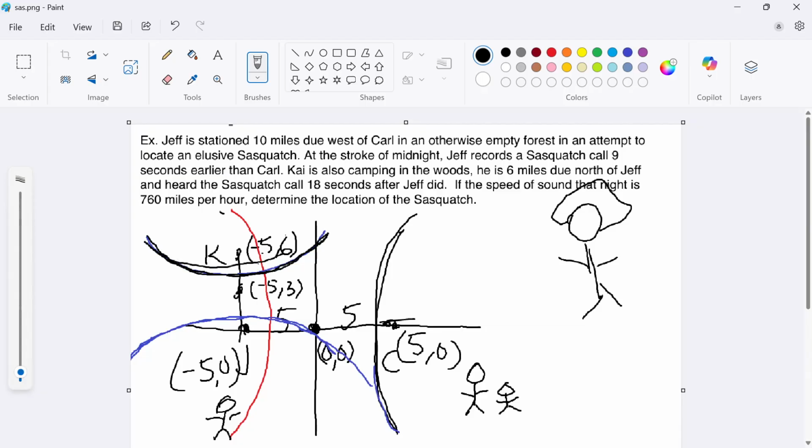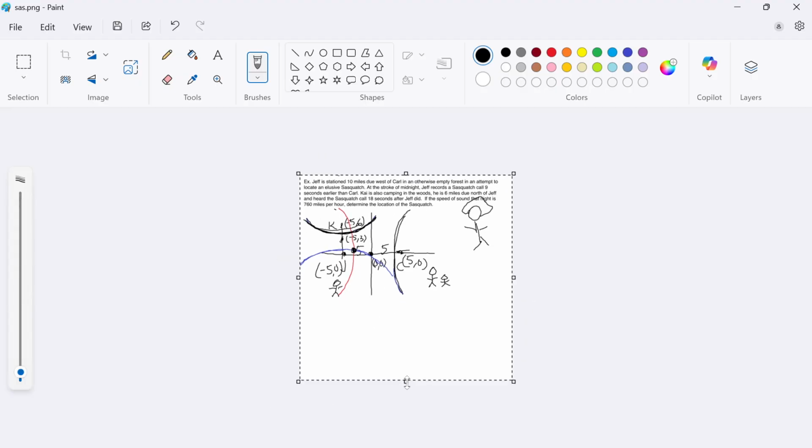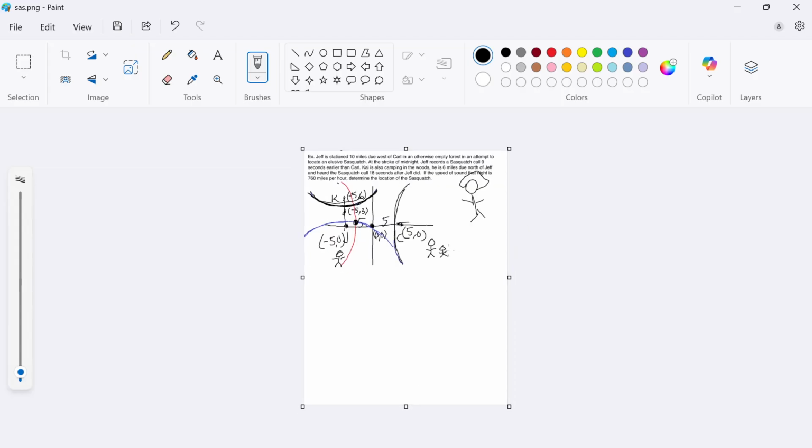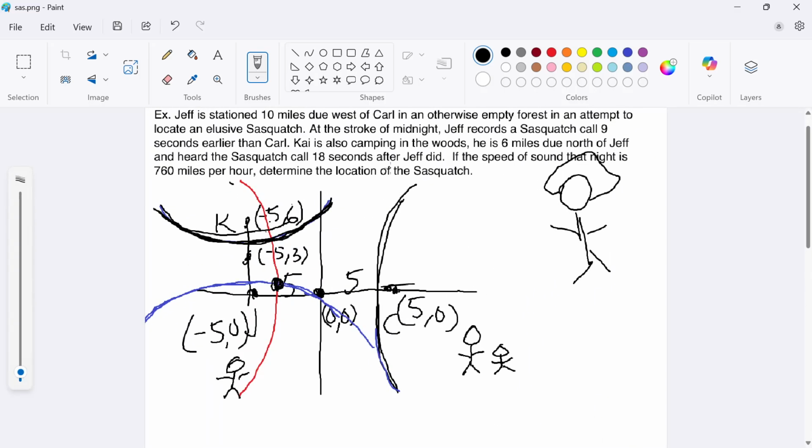So I am not an artist. So Bigfoot's location, or Sasquatch, is where the blue and the red meet. The bottom part of the hyperbola between Jeff and Kai, and the left part of the hyperbola between Jeff and Carl. I'm just giving myself more room.